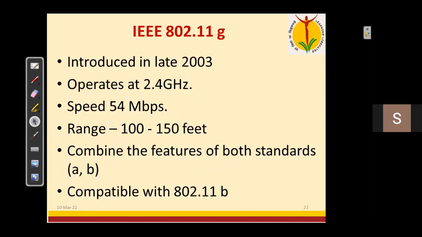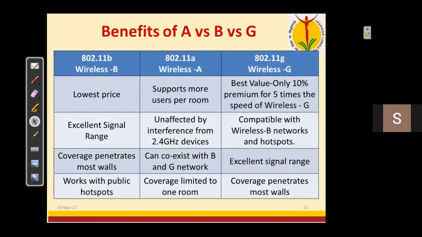But 802.11g, which came in 2003, operates on the same frequency, 2.4 gigahertz. The speed is 54 megabits per second, range is 100 to 150 feet. So here, 802.11g combines the features of A and B, and it has backward compatibility, so we can use it with 802.11b also. This is just for your information: what are the benefits of A versus B versus G.